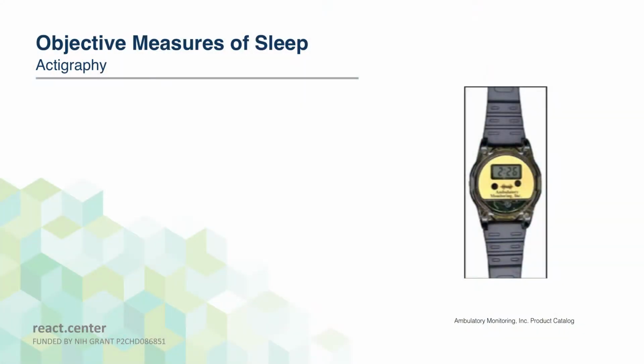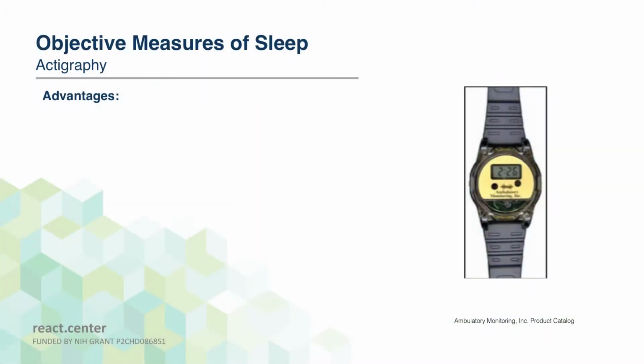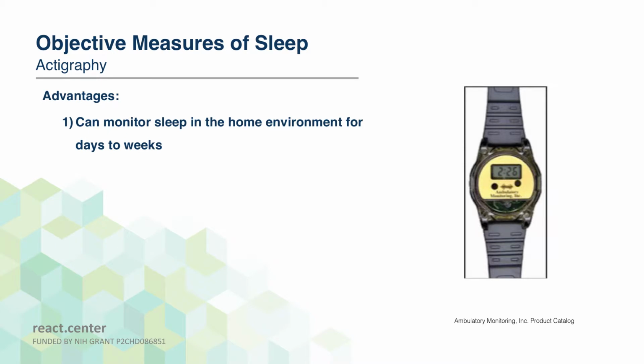Another objective measure of sleep is actigraphy. This is a watch-like device that monitors movements through accelerometry and uses different algorithms to estimate sleep time and wake time. This is very useful because it can be used to monitor sleep over days to weeks in the patient's home environment, because they can just wear it for several weeks at a time. It also can be used to monitor sleep and wake over a 24-hour period, which is often not done in the sleep lab.